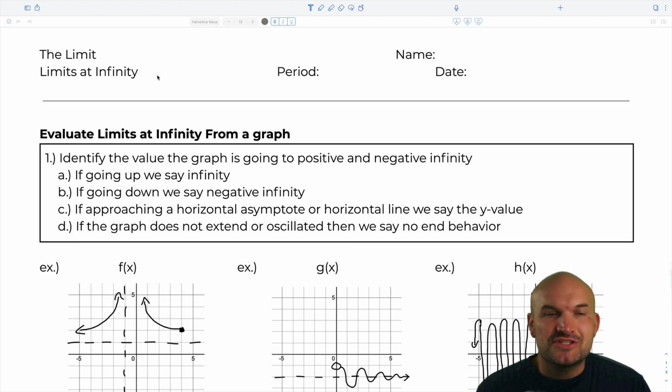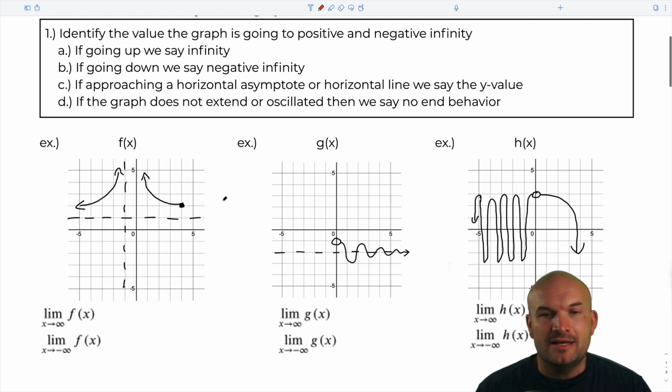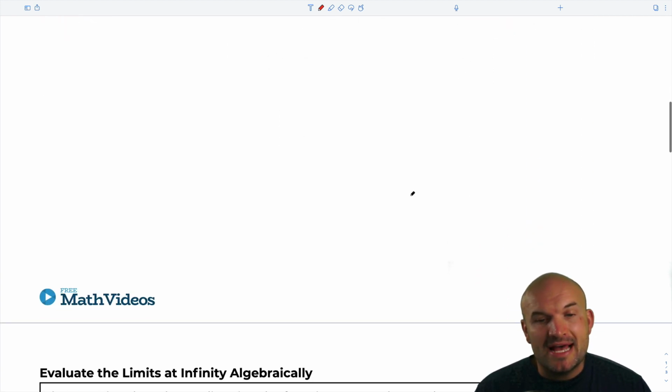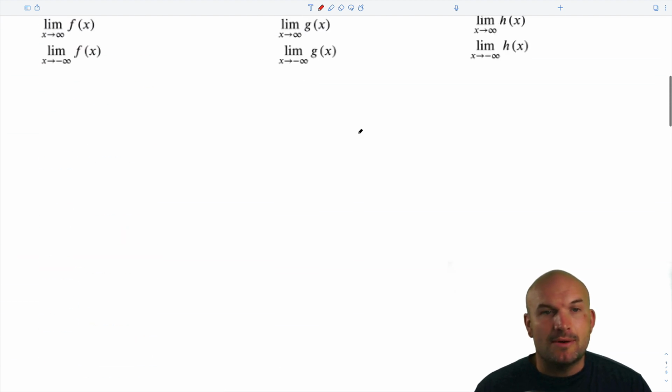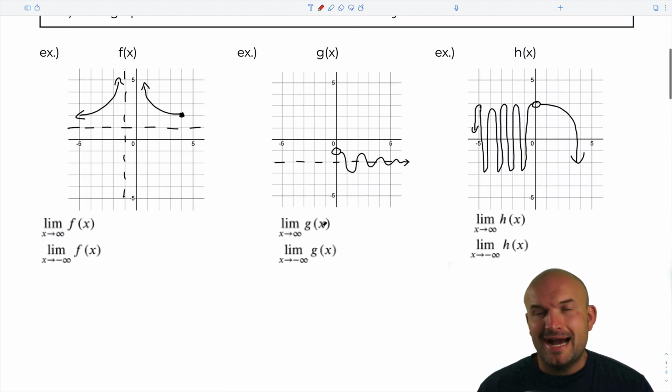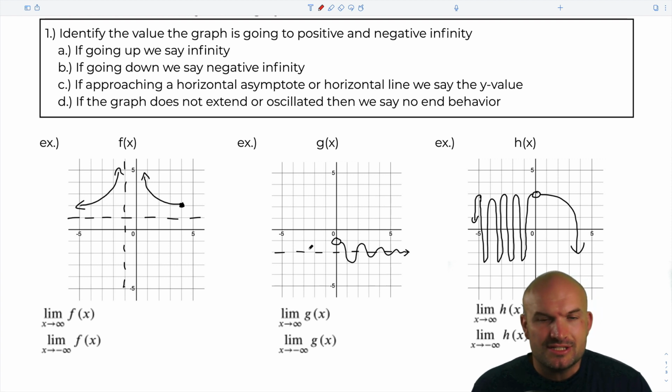All right, welcome back. So let's go ahead and work through some examples for the limits at infinity. Just like we've done for the rest of this chapter, we are going to look at evaluating the limits at infinity when we're looking at a graph, as well as doing some algebraically. So the first thing for the graph, as we've already talked about with the limits at infinity, we're really just looking at the end behavior.